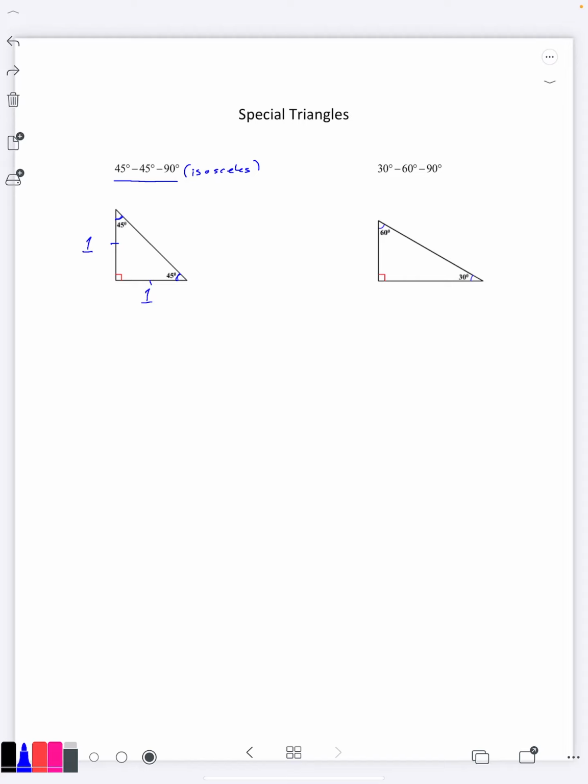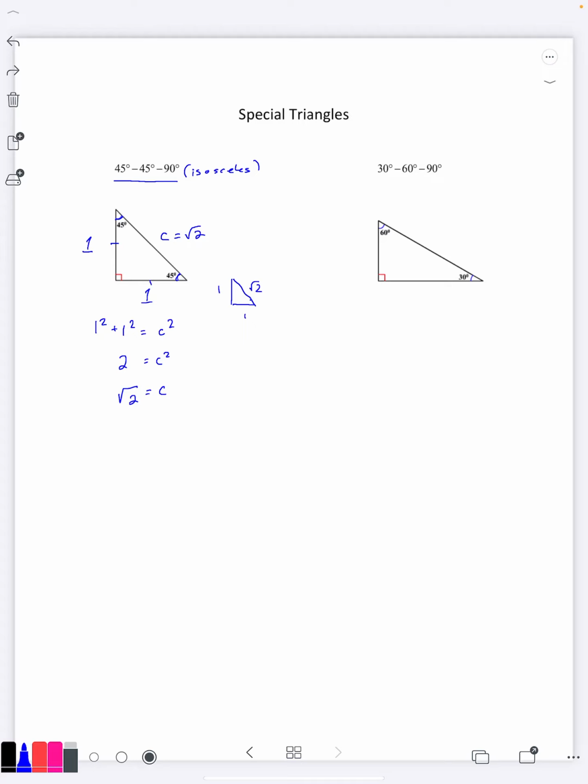Then we're going to use the Pythagorean theorem to figure out what this hypotenuse is. We'll call it c. So a squared plus b squared is c squared. That gives c squared is equal to 2. So c is equal to square root of 2. So that means the 45-45-90 triangle has sides 1, 1, and square root of 2.